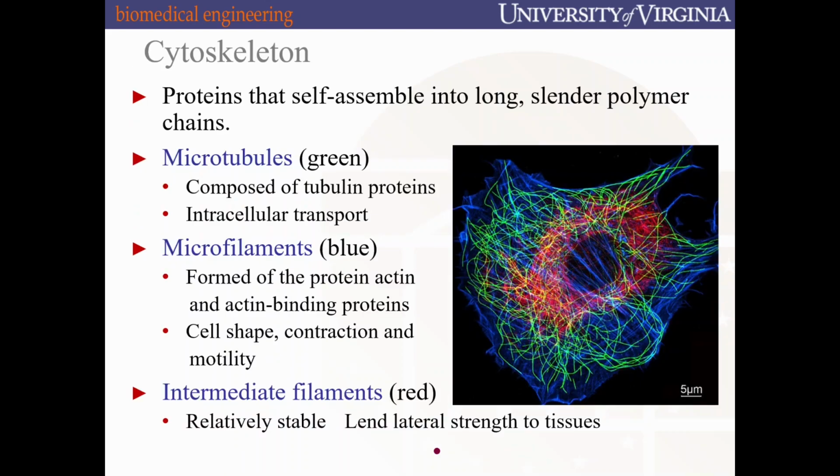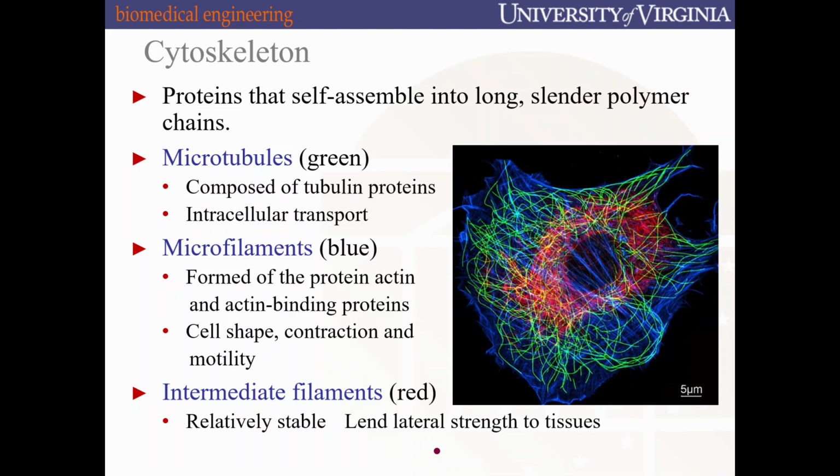So let's start out with an overview of the different protein filaments that make up the cytoskeleton. There are three types of filaments here: microtubules, microfilaments, and intermediate filaments. All three of these are shown inside a single cell in the fluorescence microscopy image on the right. Microtubules in green are composed of tubulin proteins and play an important role as the train tracks for intracellular transport. Microfilaments in blue are formed by actin and actin-binding proteins. These play an important role in cell shape, contraction, and motility.